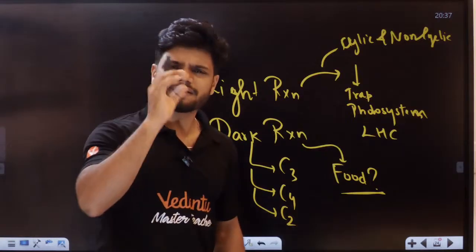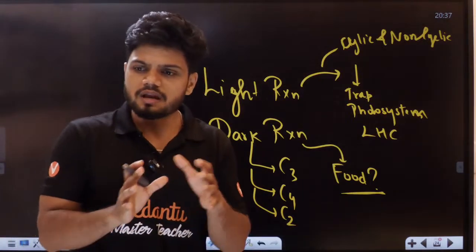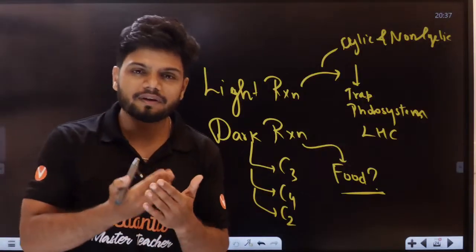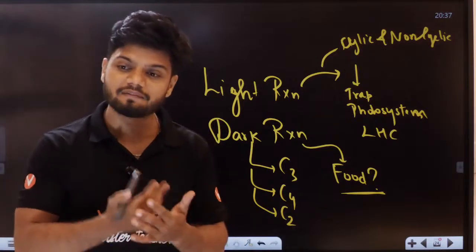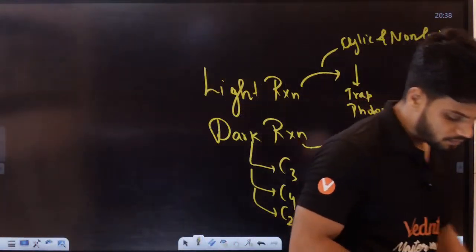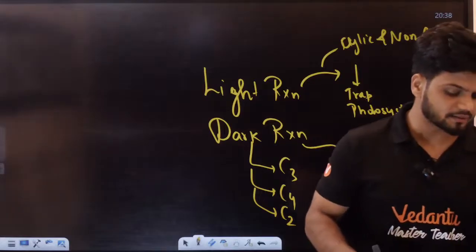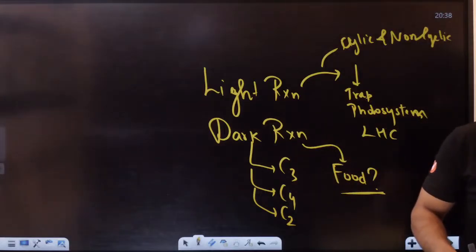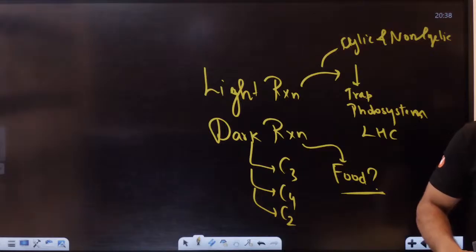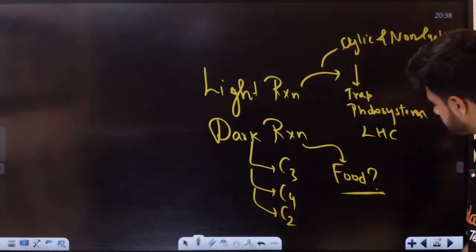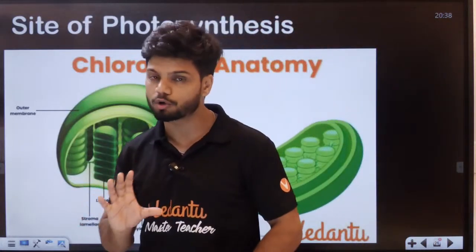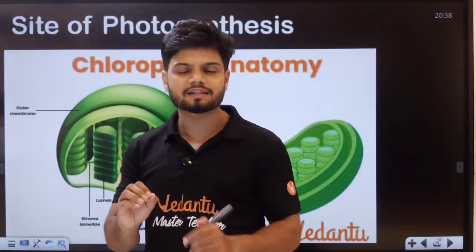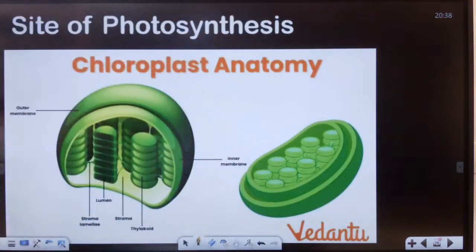Now, one thing comes to mind right now. We know light reaction, we know dark reaction. But where does it happen? Where do the light reaction and dark reaction take place? Anyone who can tell me, students? This entire thing happens in a structure called the chloroplast. In this chloroplast, there are multiple structures. Students, do you want to see the chloroplast?